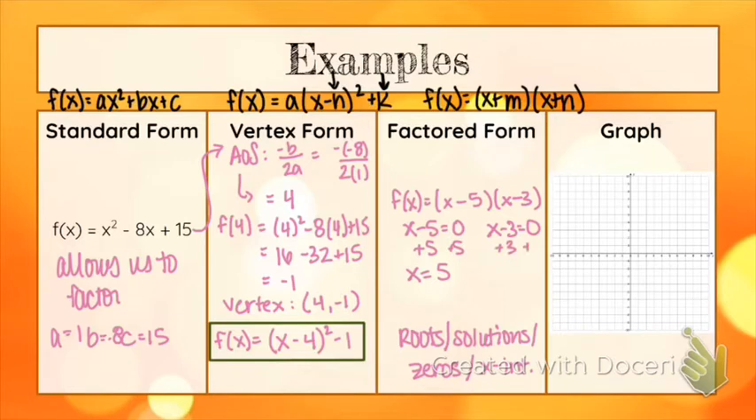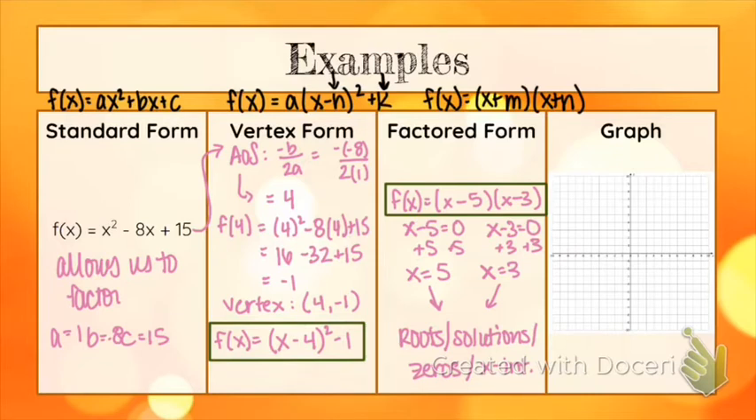And then we solve. So we have x equals 5 and x equals 3 are our roots or solutions or whatever you want to call them. So here is factored form. And now that we have all the different forms, graphing this becomes very simple.